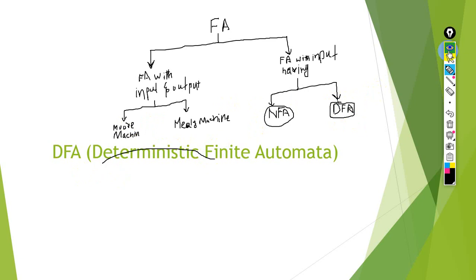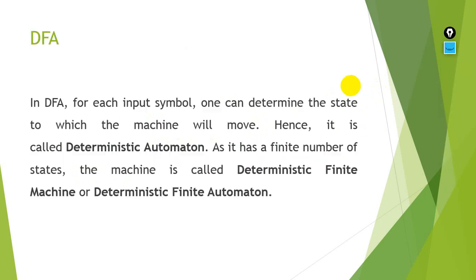So what is deterministic finite automata? In DFA, for each input symbol, one can determine the state to which the machine will move. Hence, it is called a deterministic automaton. It has a finite number of states. The machine is called a deterministic finite machine or deterministic finite automaton. Now what does it mean in case of NFA?